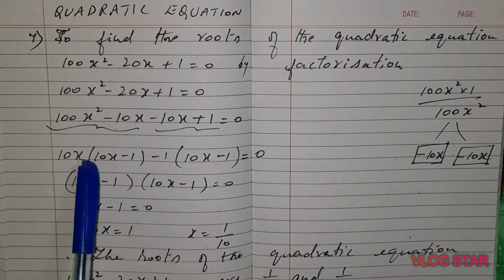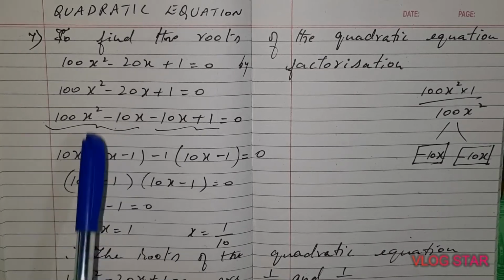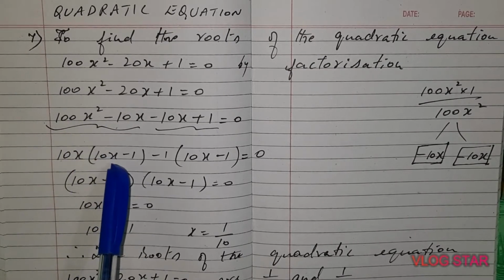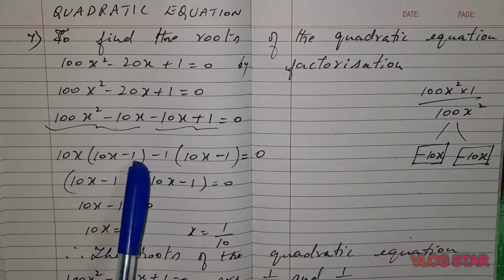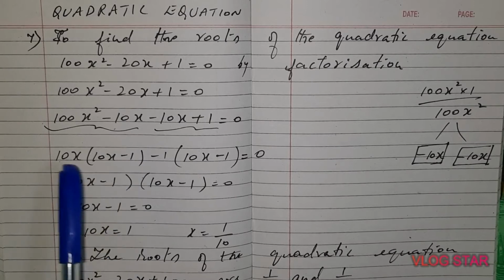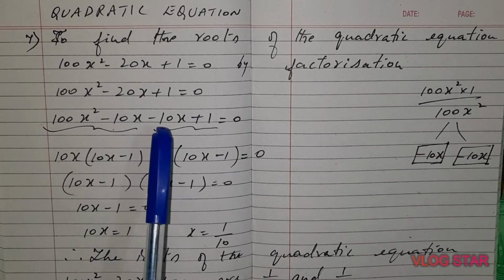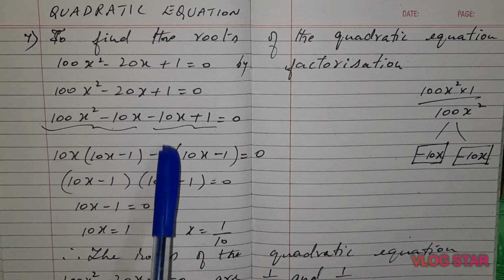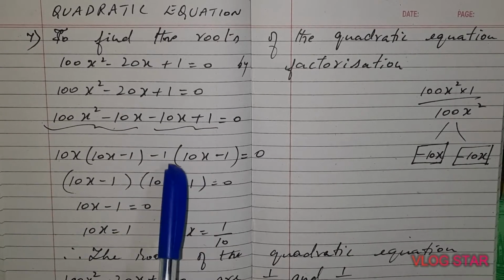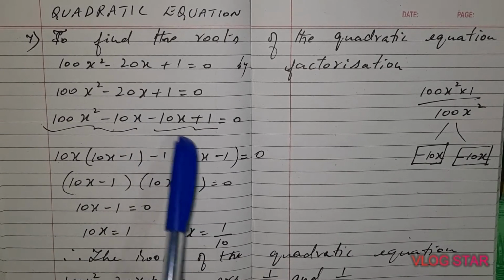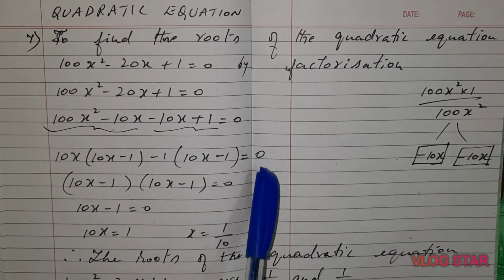When you take out 10x, what is remaining in this? 10 tens are 100, so it will be 10, x into x is x². So 10x − 1, you have taken out 10x, so only 1 is remaining, because 10x into 1 is 10x. Here, what is common? Nothing is common, so we take 1 as the common factor. So −1. Minus into plus, −1 into 10x is −10x. Minus into minus is plus, 1 ones are 1, that is equal to 0.